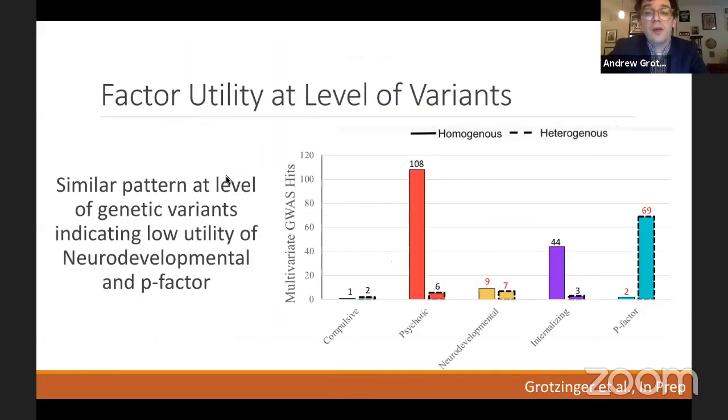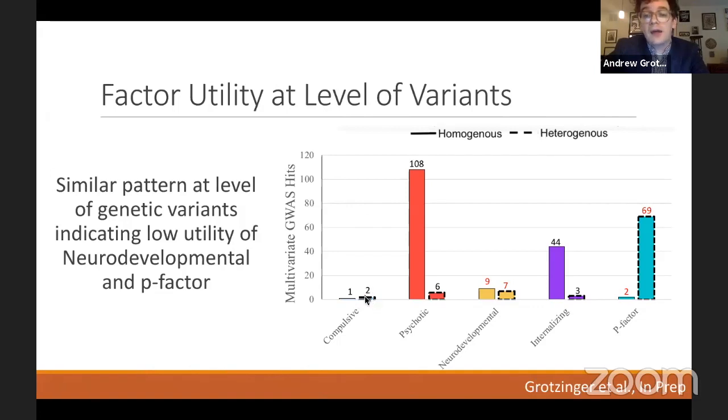Using a very similar framework, we looked at the associations between the different factors and individual genetic variants using multivariate GWAS and genomic SEM. I'm going to spend less time on this just for time reasons, but as a general overview, using a very similar set of model comparisons, where we had the SNP predict the factor versus the SNP predicting the disorders, we looked at the number of hits that were homogeneous versus heterogeneous, shown here in the dashed outlines in these bar plots.